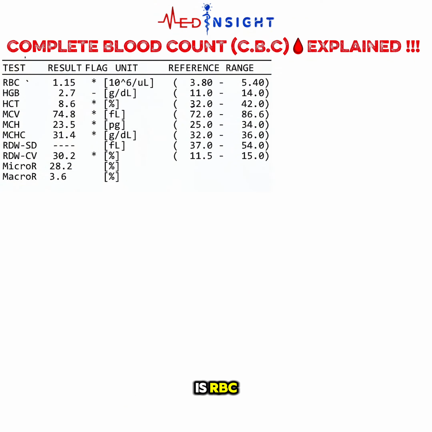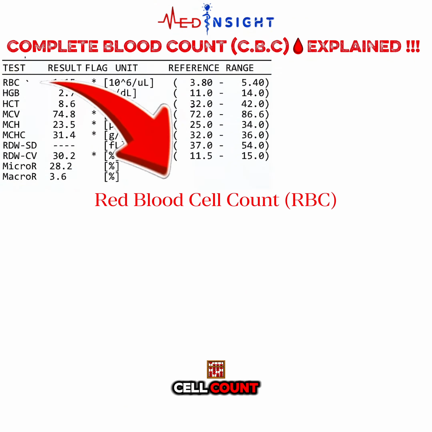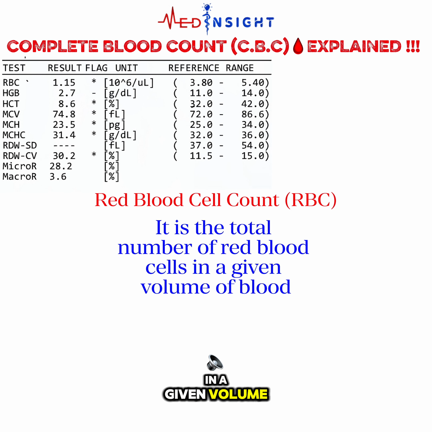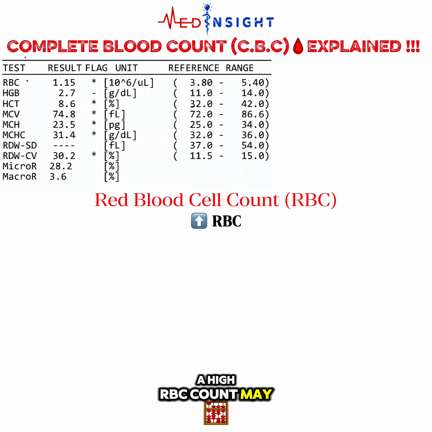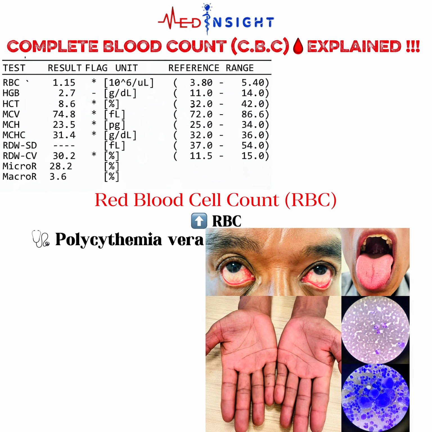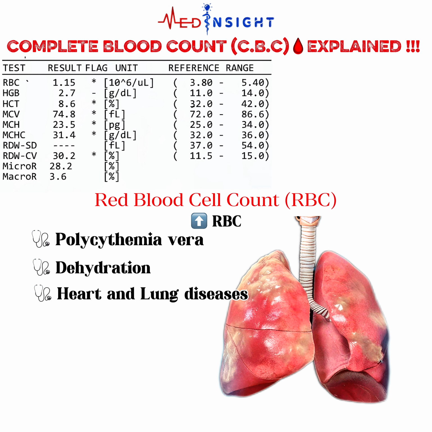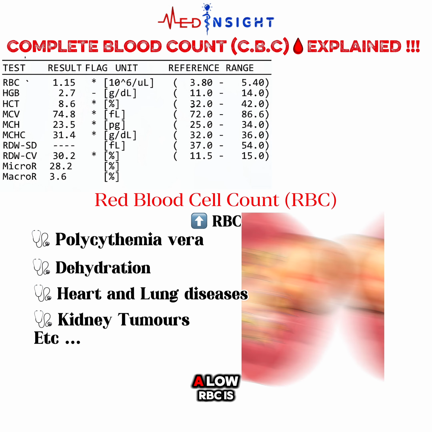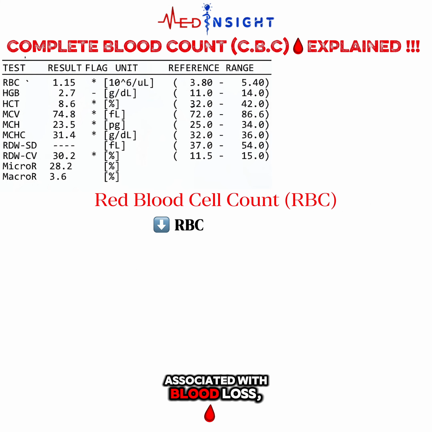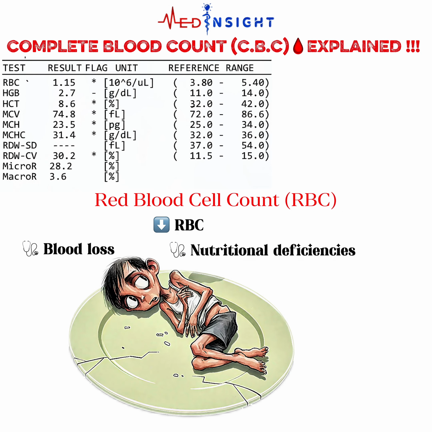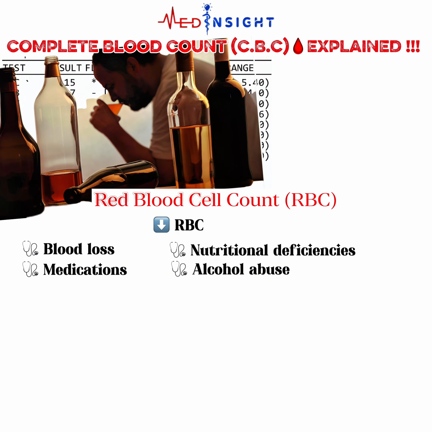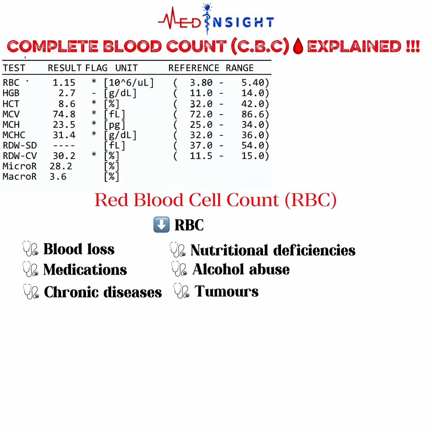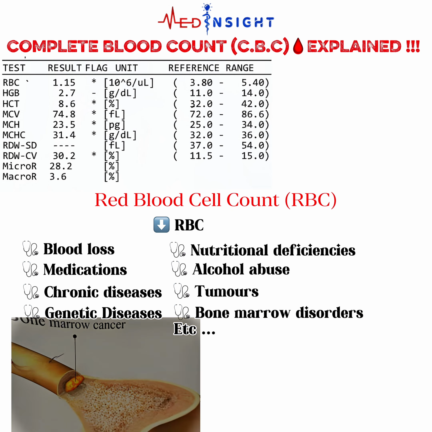The first on the list is RBC, that is, red blood cell count. It is the total number of red blood cells in a given volume of blood. A high RBC count may indicate conditions such as polycythemia vera, dehydration, heart and lung diseases, kidney tumors, amongst others. A low RBC is associated with blood loss, nutritional deficiencies such as iron, vitamin B12 and folate, certain medications, alcohol abuse, chronic diseases, some tumors, genetic diseases, bone marrow disorders, amongst others.